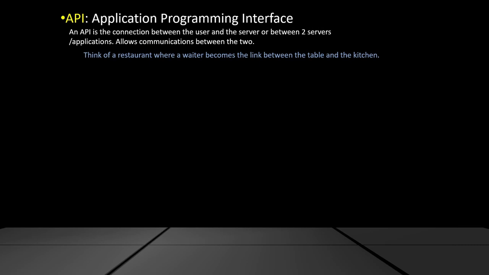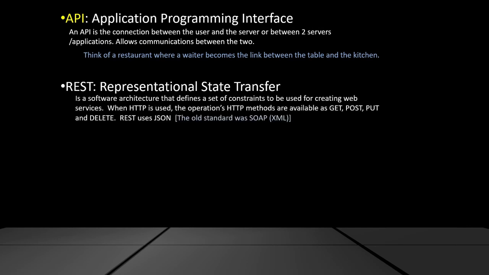Okay, so some other terms that we need to talk about is REST. That stands for Representational State Transfer. It's a software architecture that defines a set of constraints to be used for creating web services. So when you use HTTP, the HTTP methods are available, and the most common ones are get, put, post, and delete. And I want to make a note that REST employs JSON.